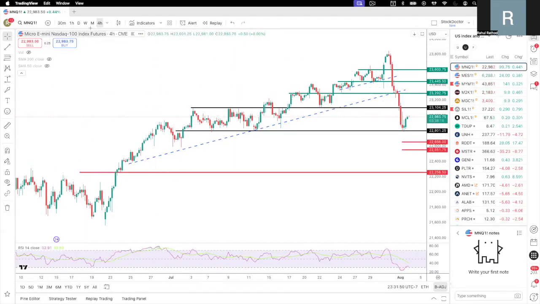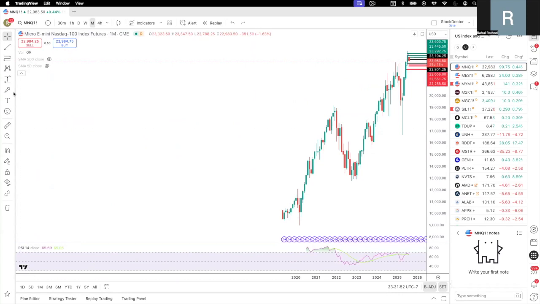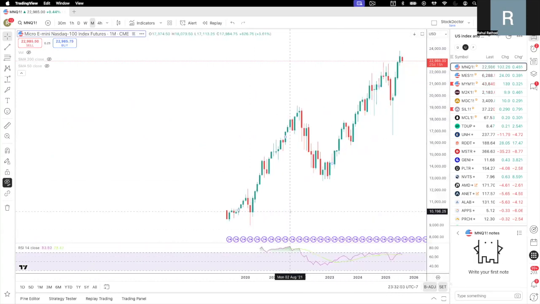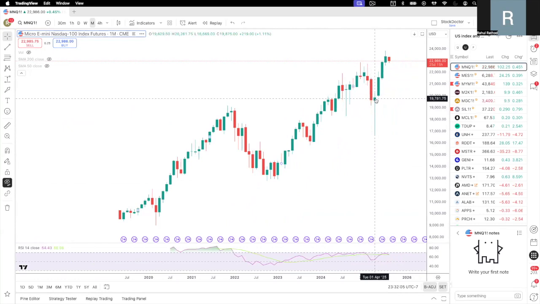So let's go ahead and see the monthly chart. This is the monthly chart. You can see Nasdaq 100 gave a nice rally in May that was almost 8.6%, in June 6%, in July 2%. So it's almost 16% upside in the last 3 months, and the current month has started. Right now we are seeing a red opening in this month.